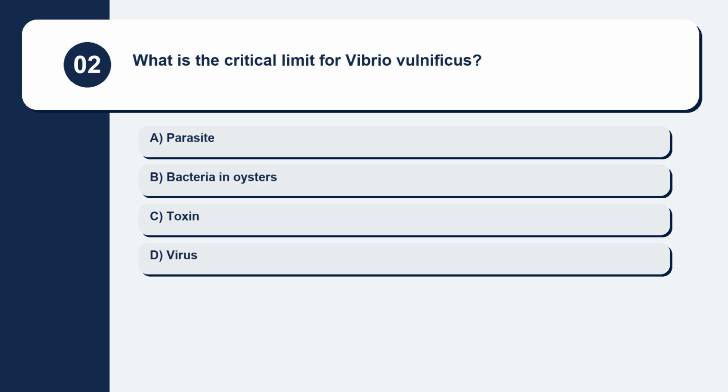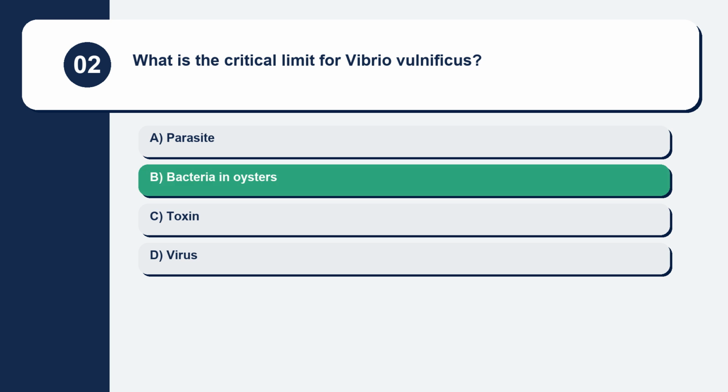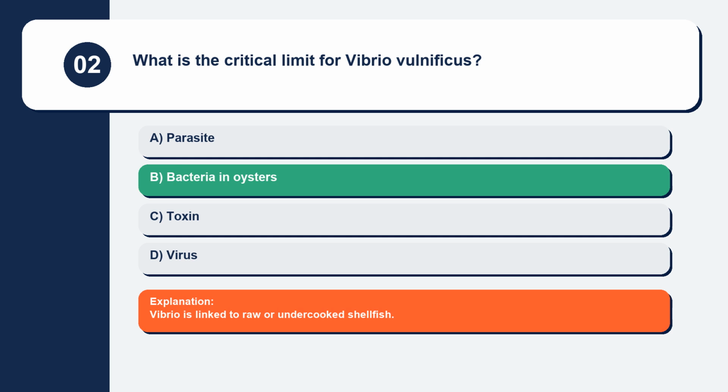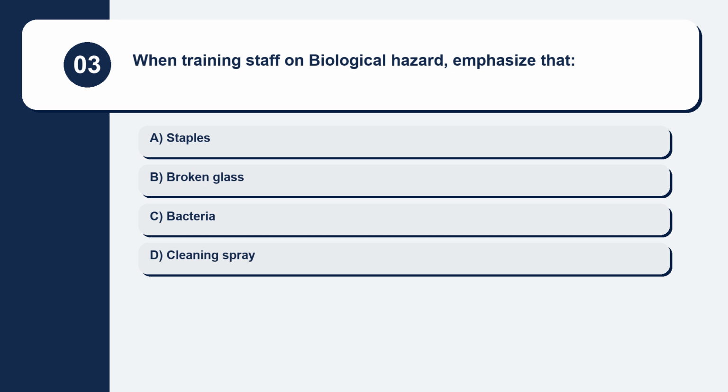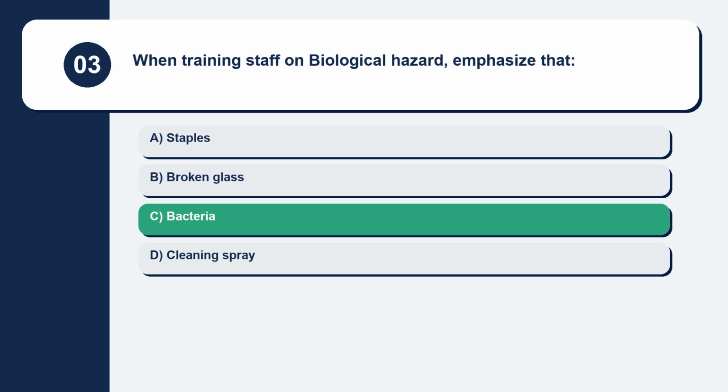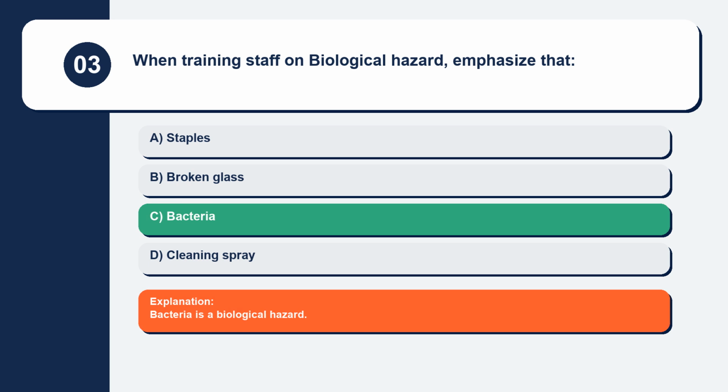Question 2. What is the critical limit for Vibrio vulnificus: parasite, bacteria in oysters, toxin, virus? Vibrio is linked to raw or undercooked shellfish. Question 3. When training staff on biological hazard, emphasize that: staples, broken glass, bacteria, cleaning spray. Bacteria is a biological hazard.